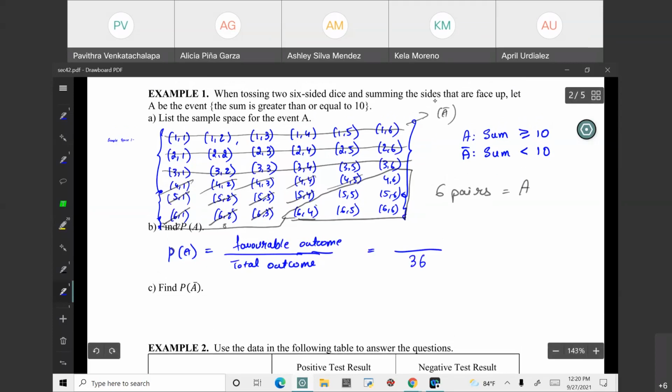What is the favorable outcome? So how many pairs do you think will be equal to or greater than 10? 6. So that is the probability. You can simplify. 1 over 6 is the probability of the event that can occur. Okay.